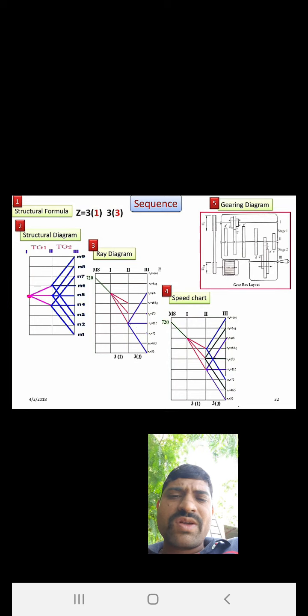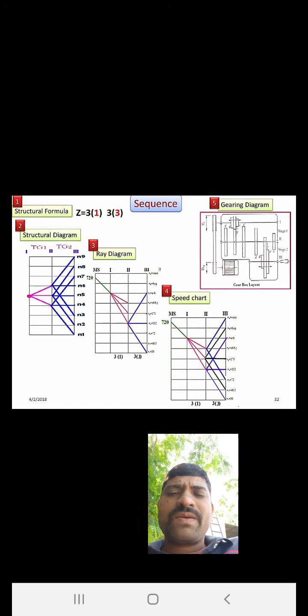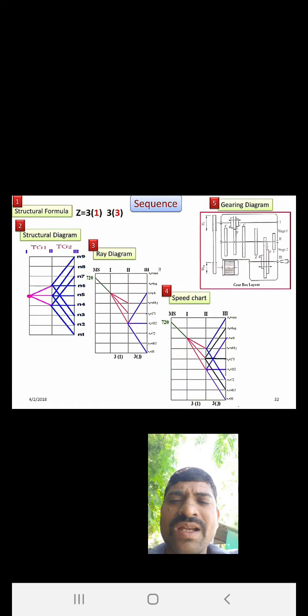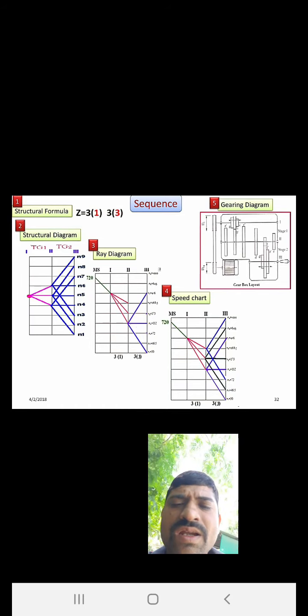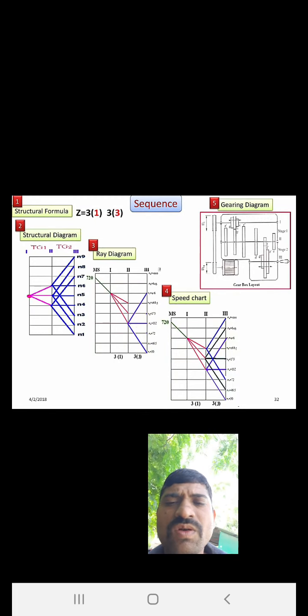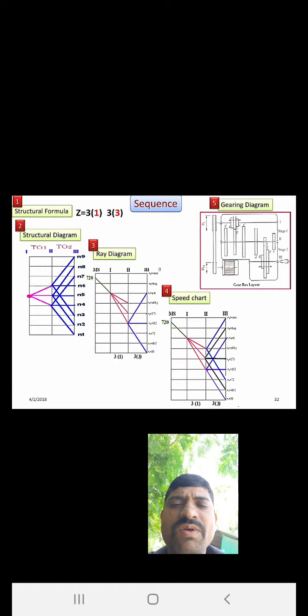Where is this 720 rpm? In between the last two shafts. Okay, from the second figure, check that. Here 9 speeds are given. In between n8 and n9 is that 720 rpm, that's why I have shown it on the motor shaft. Here is 720.